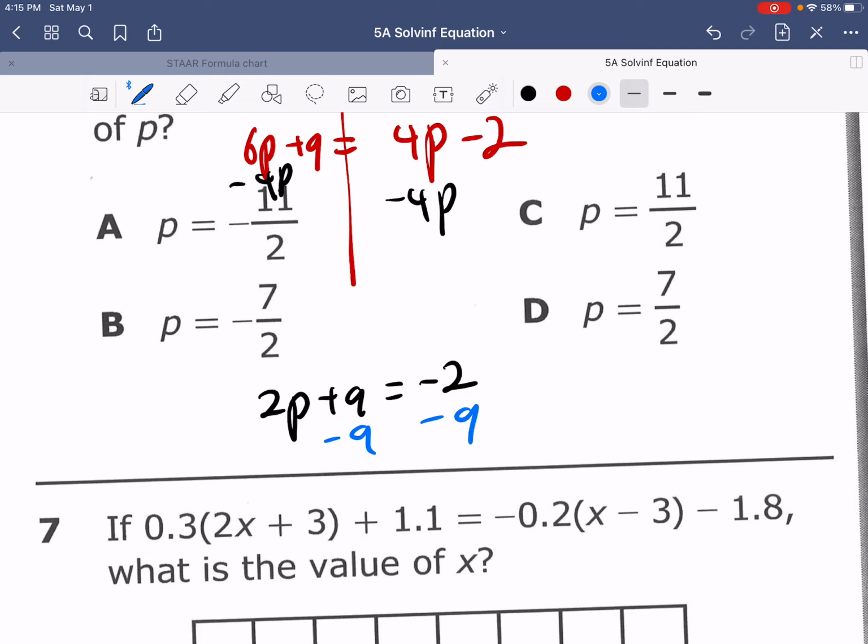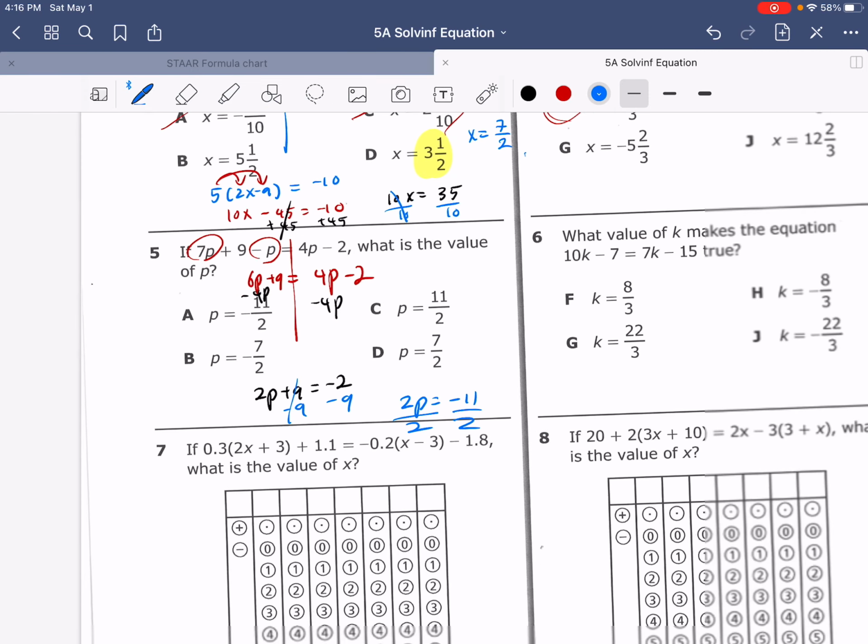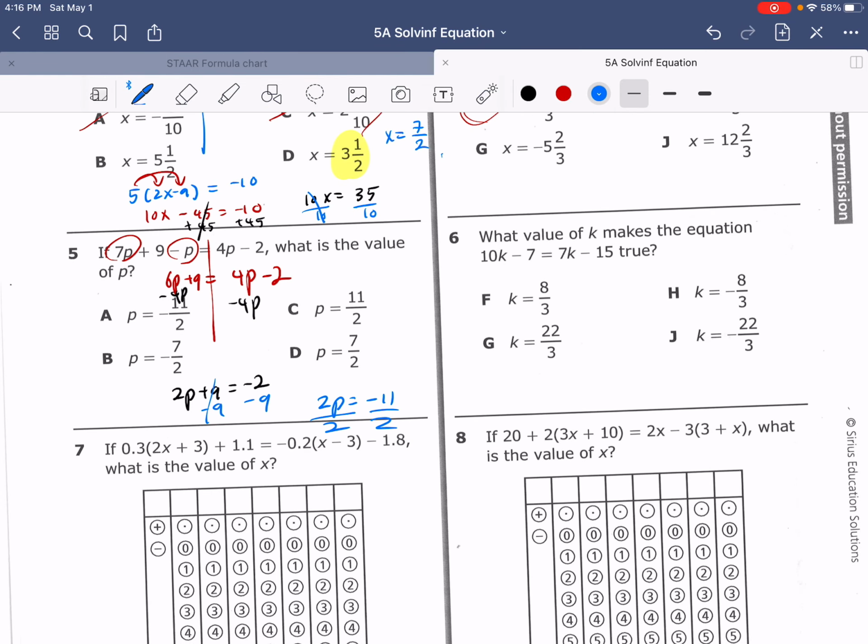Minus 9 both sides, you get what? 2p is equal to negative 11. If you divide by 2 both sides, you'll get p equals negative 11 over 2, which is a. Yeah, try question number 6 by yourself. Always get rid of like x first. In this case, k, okay?